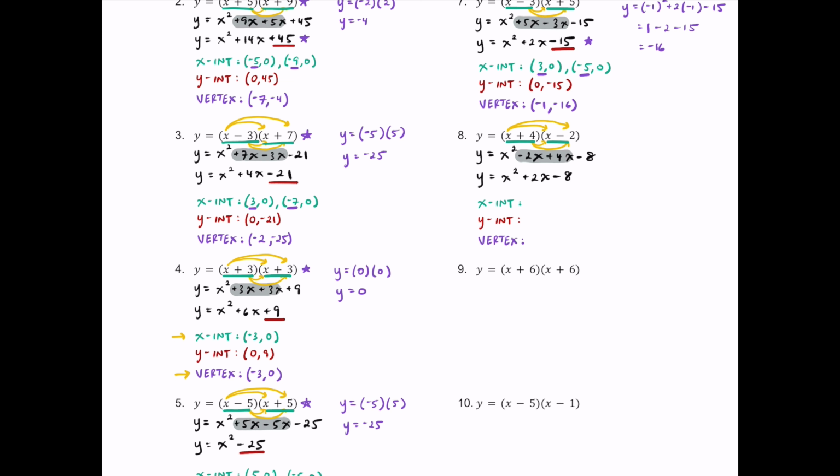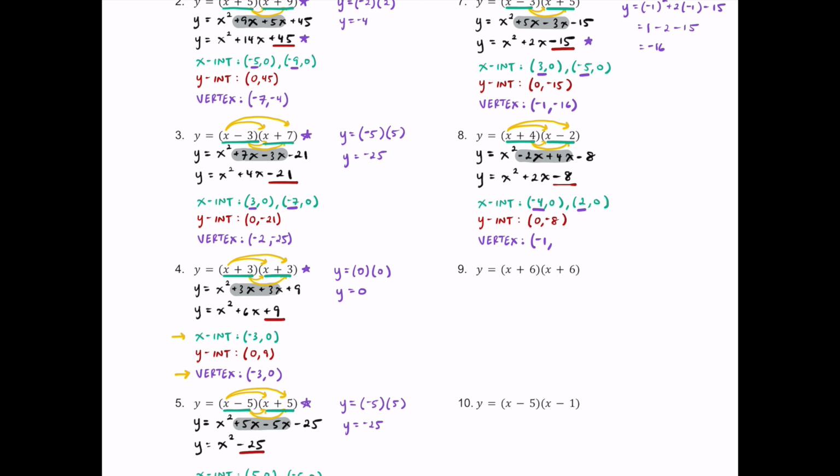For the x-intercepts, look at these binomials, see what makes them equal 0, which will be -4 and +2. For the y-intercept, we have the c value here, or the constant, so when x is 0, we find out that y is -8. And for the vertex, these are 6 apart, so half of 6 is 3, so 3 more than -4 is going to be -1.